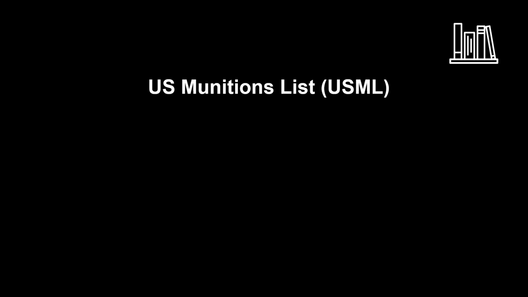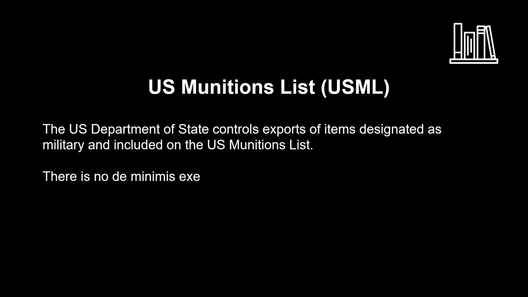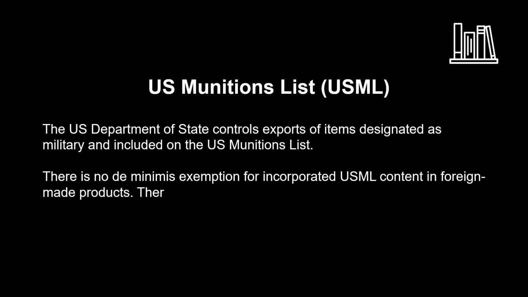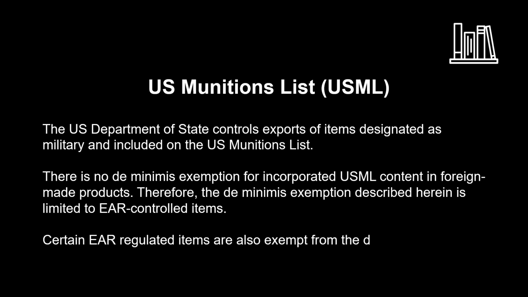U.S. Munitions List. The U.S. Department of State controls exports of items designated as military and included on the U.S. munitions list. There is no de minimis exemption for incorporated USML content in foreign-made products. Therefore, the de minimis exemption described herein is limited to EAR-controlled items. Certain EAR-regulated items are also exempt from the de minimis and always require export licensing.